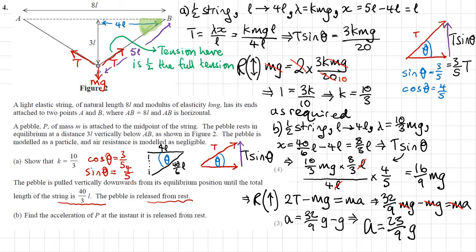Now I wouldn't change this to a decimal to 2 or 3 significant figures because we've got an exact answer in terms of g, which is fine. That doesn't need rounding. Leave it exact in this particular case because it's a multiple of g.